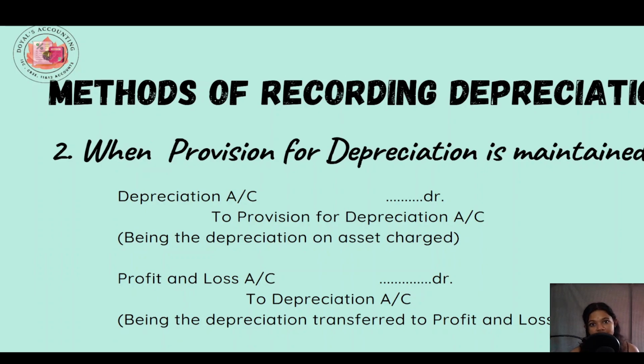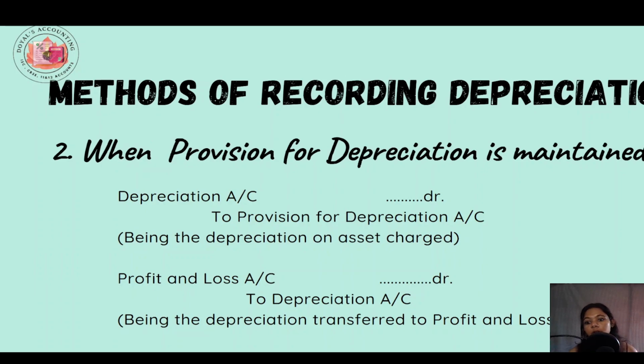So in this case, instead of charging depreciation to my asset, I will charge depreciation to the provision for depreciation account. My asset account won't be touched over here. My asset account will not be touched. Only in the balance sheet from my asset, the provision amount will be deducted. But the original cost of my asset will remain as it is unless I sell it off.